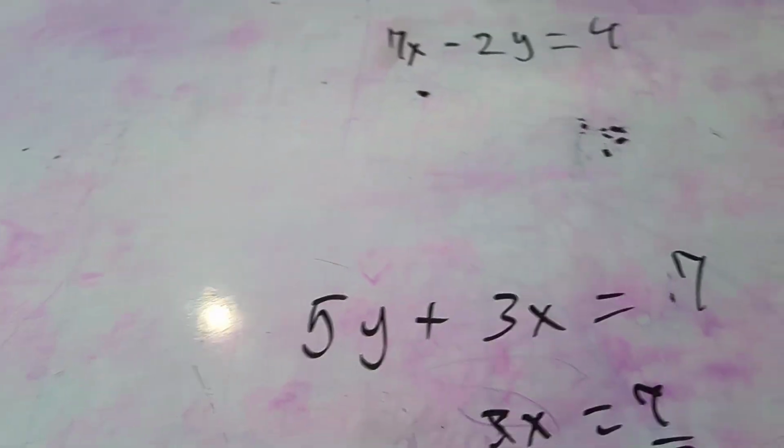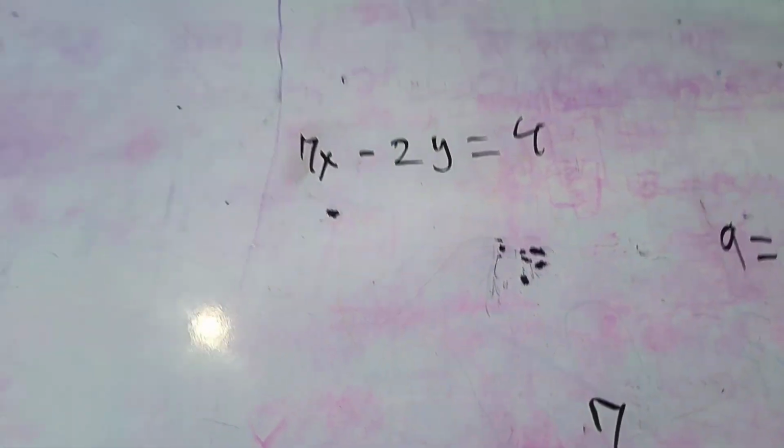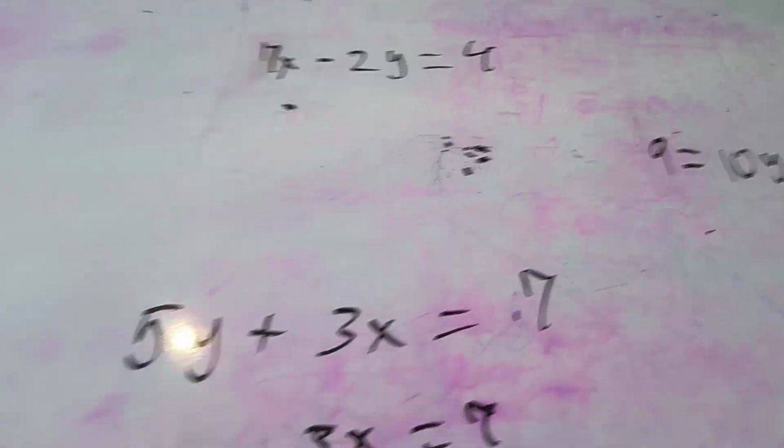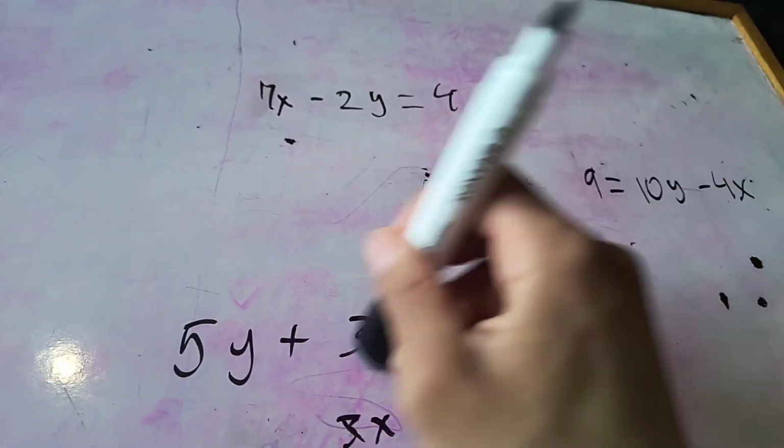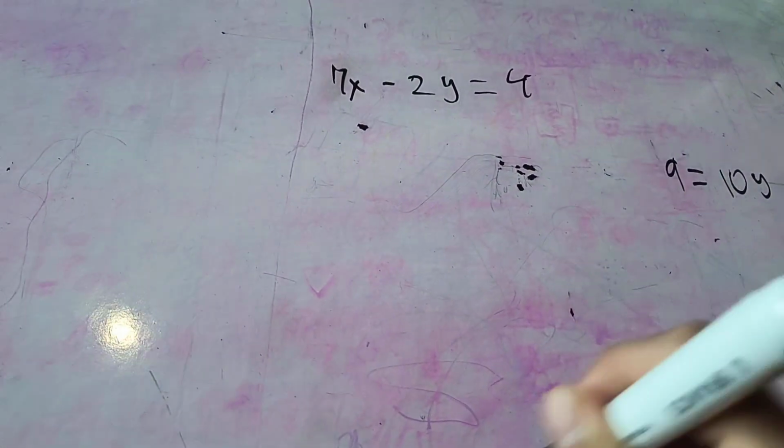But what about this equation up here? 7x minus 2y is equal to 4. Let me remove this right here so I can have some space. I'm currently on the floor.